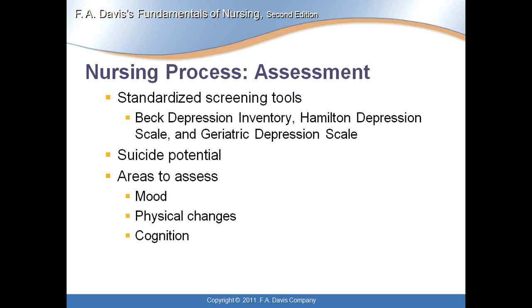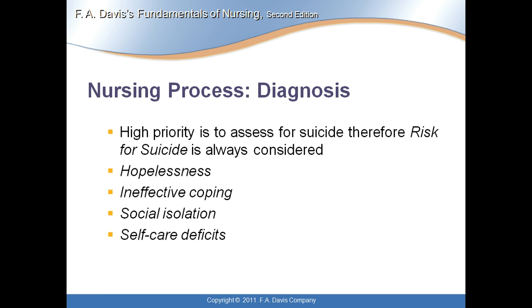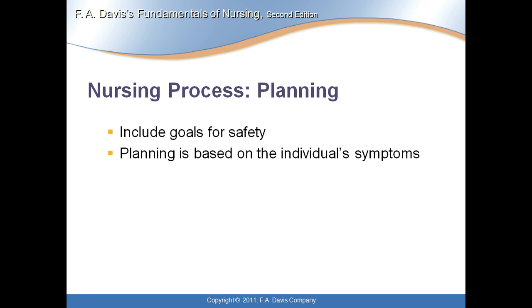So for the nursing process, when you're doing your assessment, they have the standardized screening tools, which could be the Beck Depression Inventory, the Hamilton Depression Scale, and the Geriatric Depression Scale. These patients have a suicidal potential, and areas to assess are their mood, physical changes, and cognition. For nursing diagnoses, a high priority is to assess for suicide, therefore risk for suicide is always considered. They have hopelessness, ineffective coping, social isolation, and self-care deficits. So for planning, include goals for safety. Planning is based on the individual's symptoms.